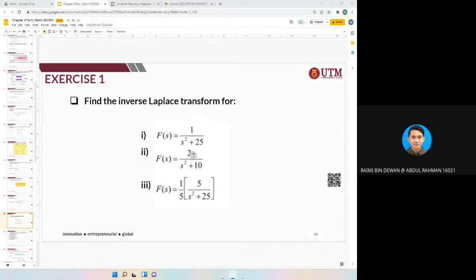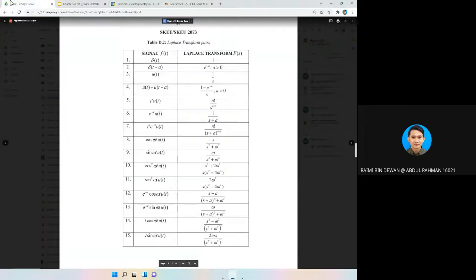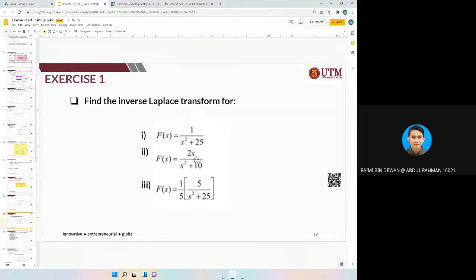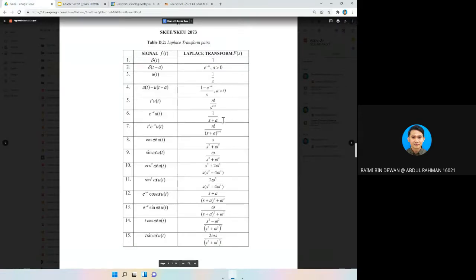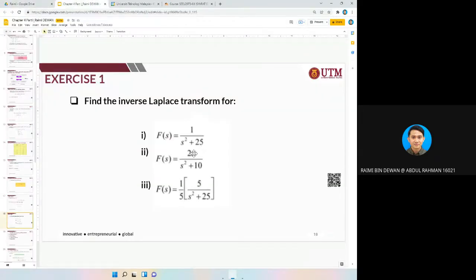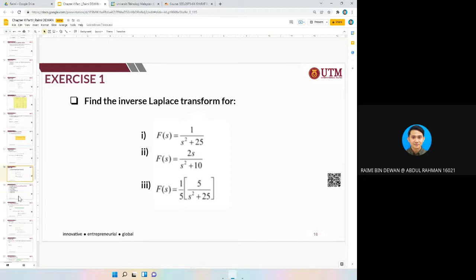You see here we have 2s over s squared plus 10. So this 10 is like a constant but no power. What algebraic manipulation can you do? Never mind, you can try first yourself. You can try example 2, exercise 2 and exercise 3.